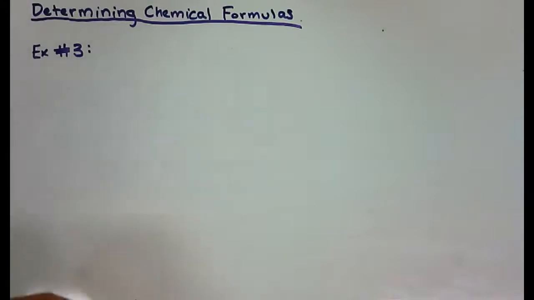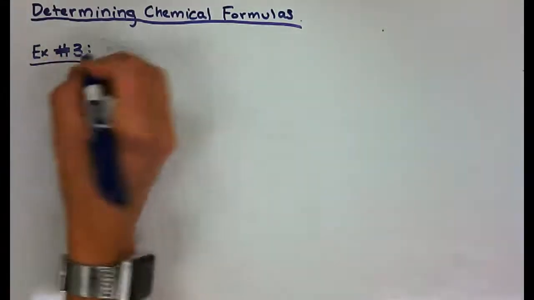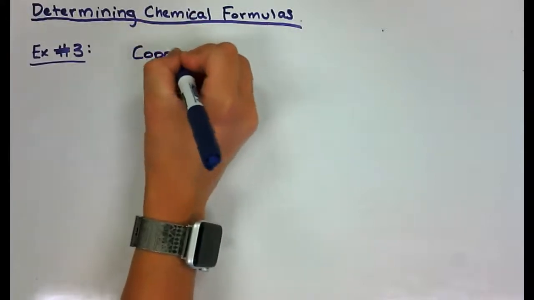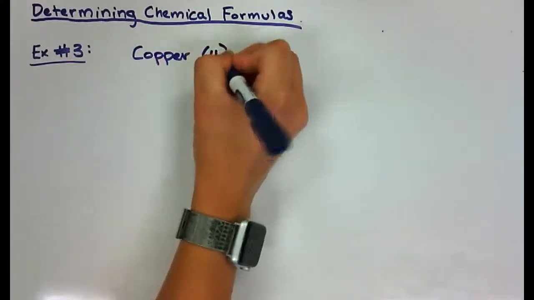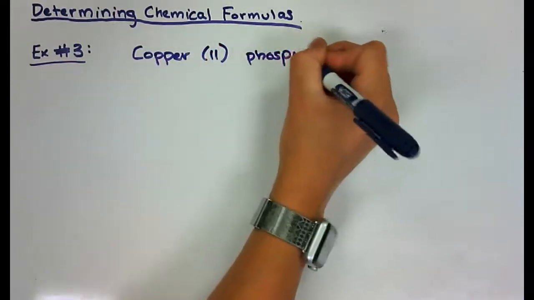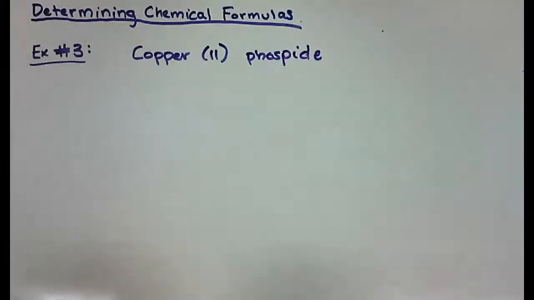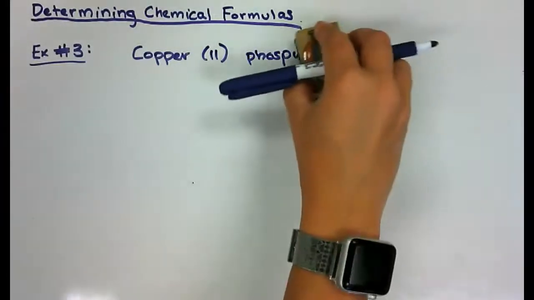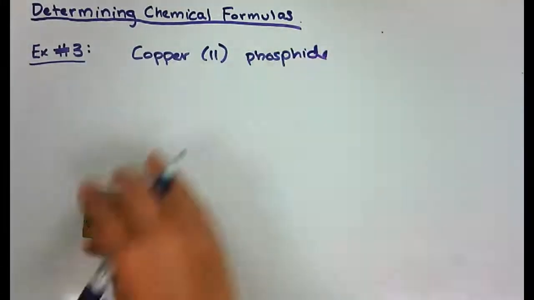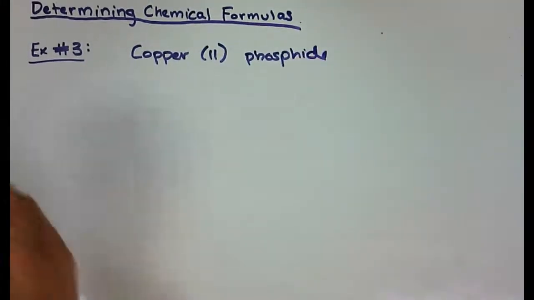All right, so the next example that we are going to look at is a substance that is not a main group metal. So if we have an ionic substance, like let's say copper 2 phosphate, or let's do phosphide first. Phosphide. We have copper 2 phosphide.